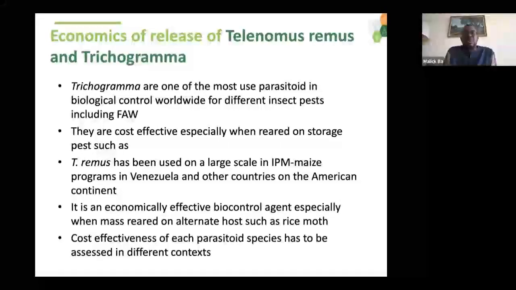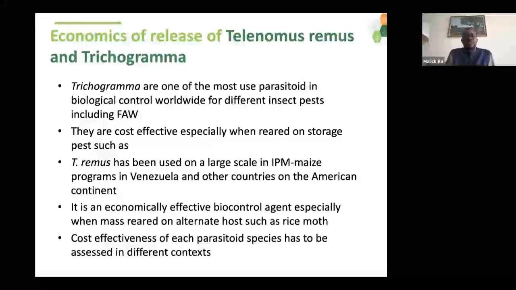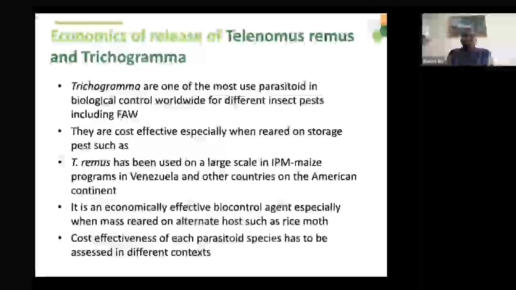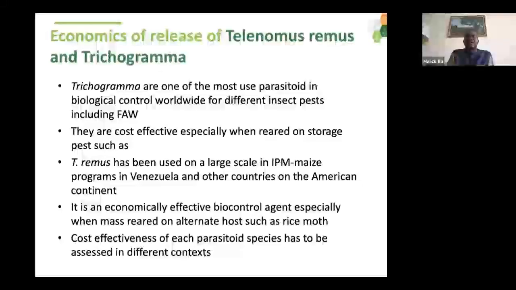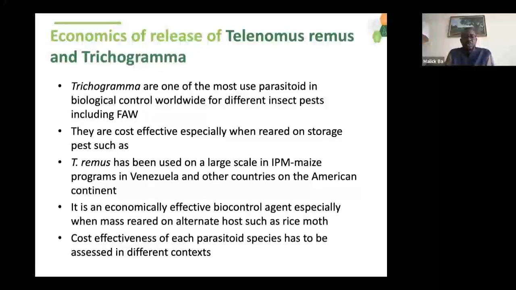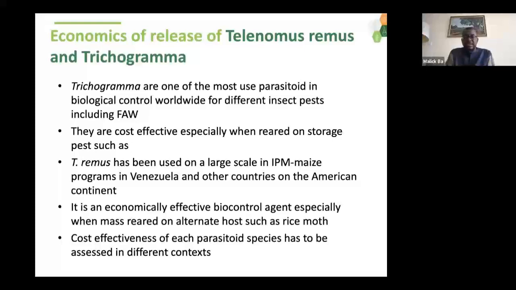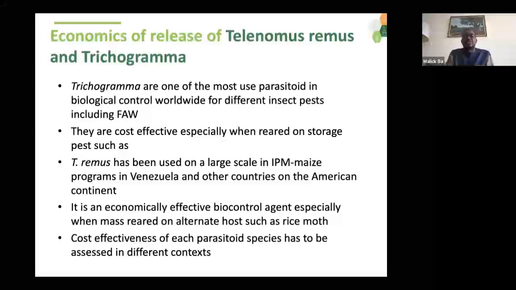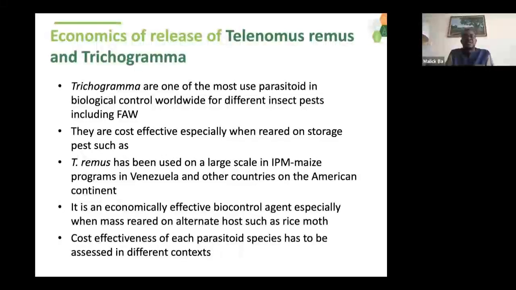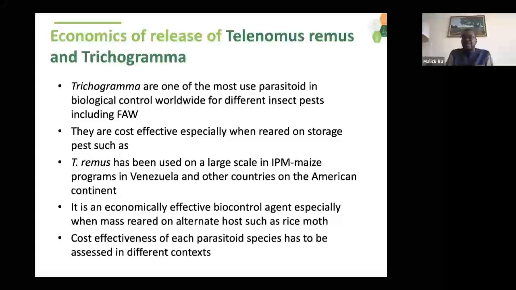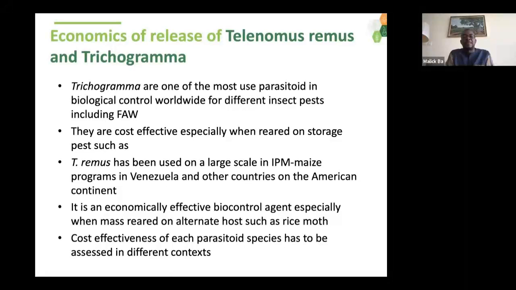And what about the economics of release of Telenomus and Trichogramma? So as I said at the beginning, Trichogramma is one of the most used parasitoids in biological control worldwide for different insect species, including the fall armyworm. They are cost effective, especially when they are reared on storage pests. Telenomus has been mainly used in Venezuela and other countries in the Americas. It is also an economically effective parasitoid.